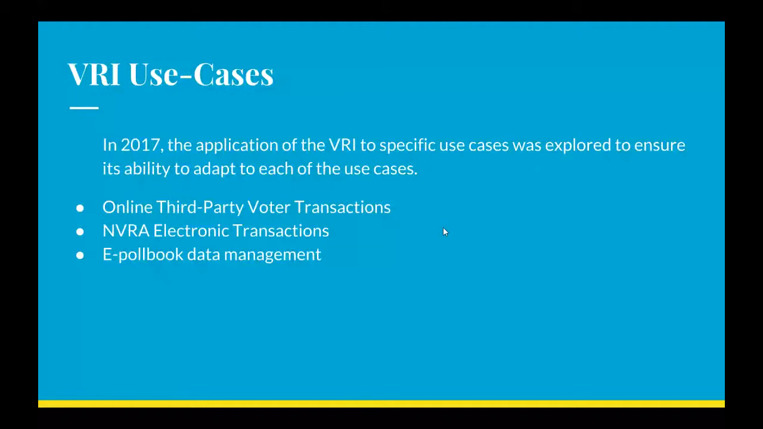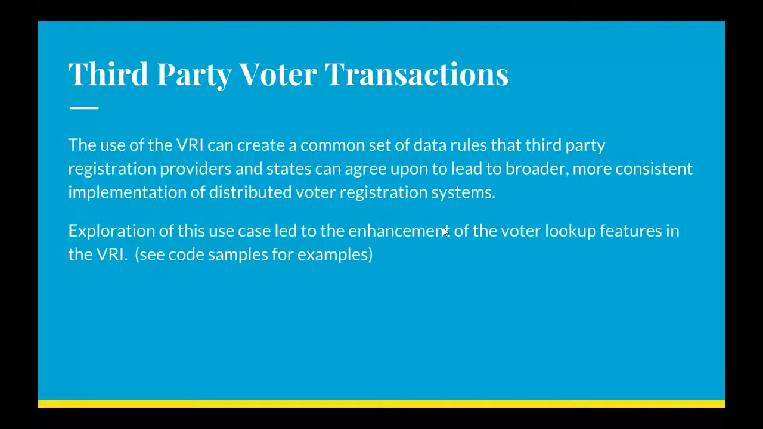So first, third-party voter registration transactions. In Virginia, while I was there, I've been gone for about a year and a half now, we worked with several external parties to attempt to integrate the Virginia online voter registration system with external parties. And at that juncture, what that mostly meant was asking the external parties to adopt the format adopted by the state.